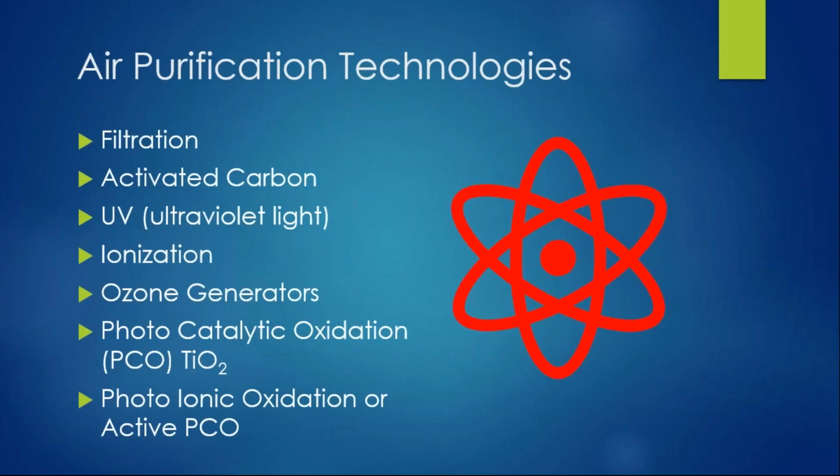So just a summary of what we're looking at today: we're going to talk about air filtration, activated carbon, UV or ultraviolet light, ionization, ozone generators, and photocatalytic oxidation or PCO. In the traditional sense, those devices were passive and they used titanium dioxide as their catalyst. That's a little different than the next topic, which is photoionic oxidation or active PCO. There's a big difference between the two.